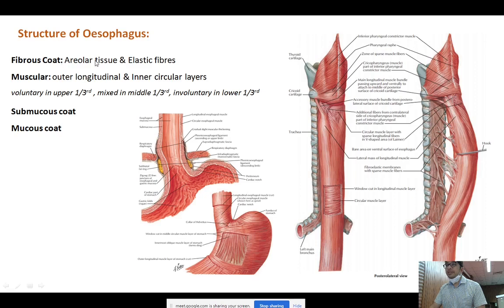If we see the structure, there is a fibrous coat outside, not shown over here, with areolar tissue and some elastic fibers. Then there are muscles running longitudinally, the outer longitudinal and inner circular layer. In the upper 1/3, the muscles are voluntary, middle 1/3 mixed, lower 1/3 involuntary. Then it gets continuous with the stomach. Another coat is the submucous coat and the mucous coat. What is the lining of the esophagus for the mucous coat?